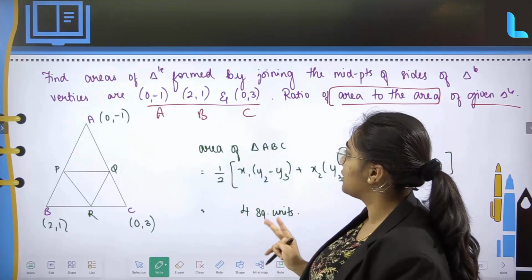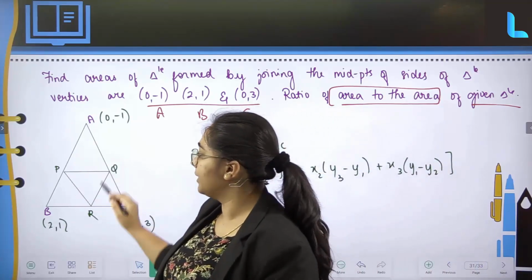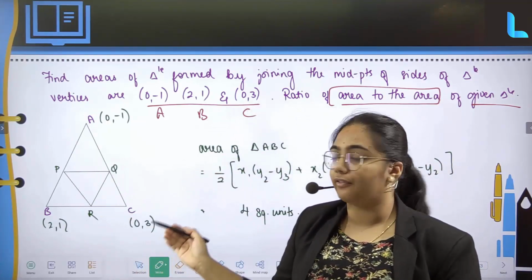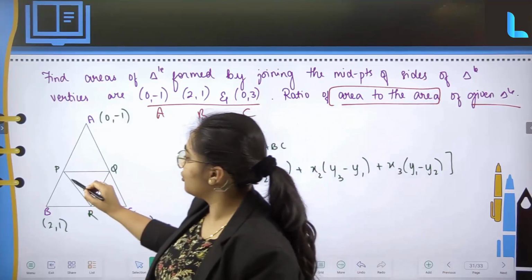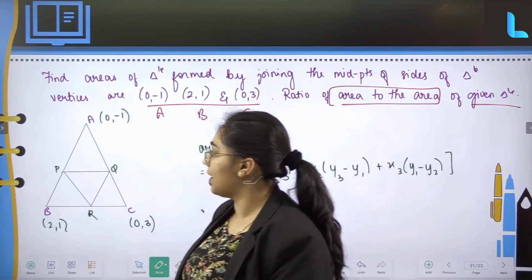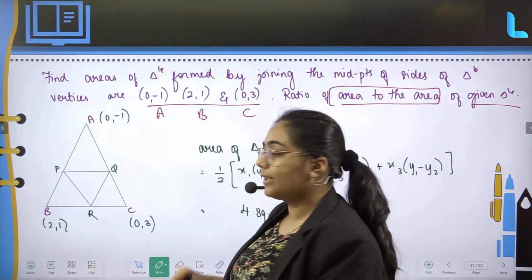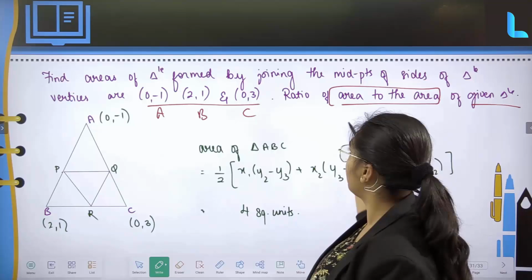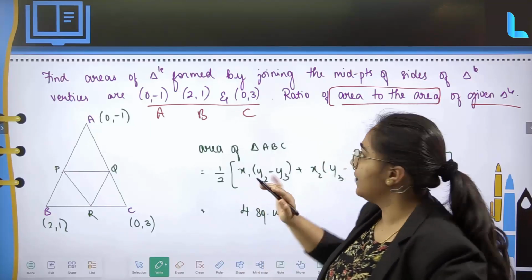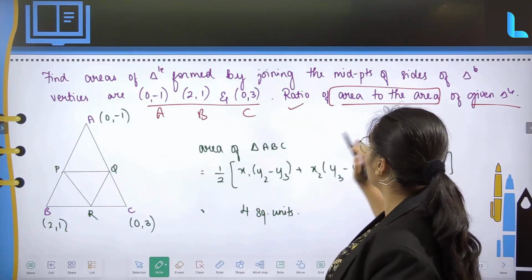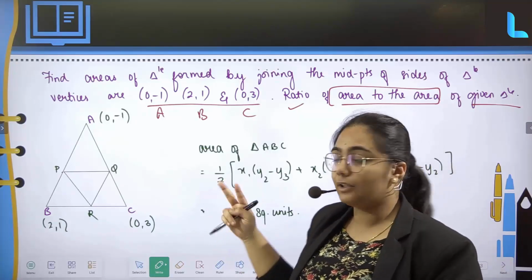Further, what does the question tell? You have to form another triangle by joining the midpoints of the sides of the given triangle. So joining the midpoints, I get another triangle which I will call P, Q and R. Now what is the required part? You have to find the ratio of the areas.